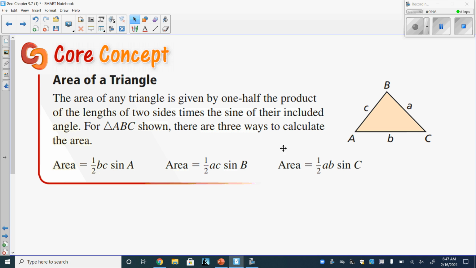So if I'm given two sides and the angle in the middle, BC sine of A, so two side lengths and the angle in the middle, I can plug them into this formula and get the area of the triangle. If I'm given AC sine of B or AB sine of C, two side lengths and the angle between them, then I can find the overall area.